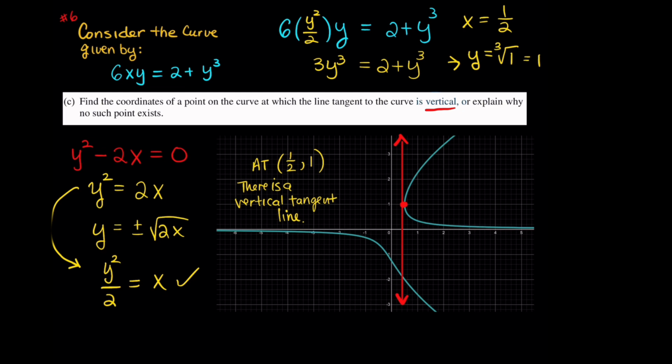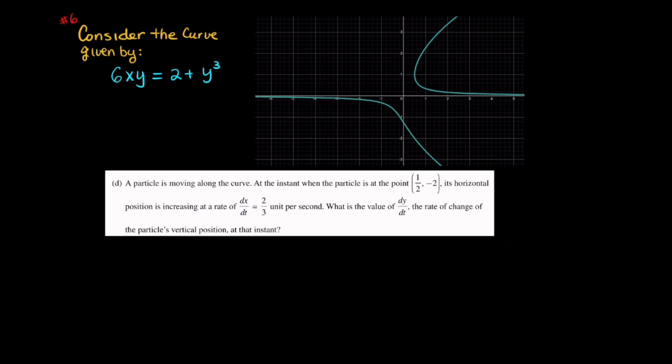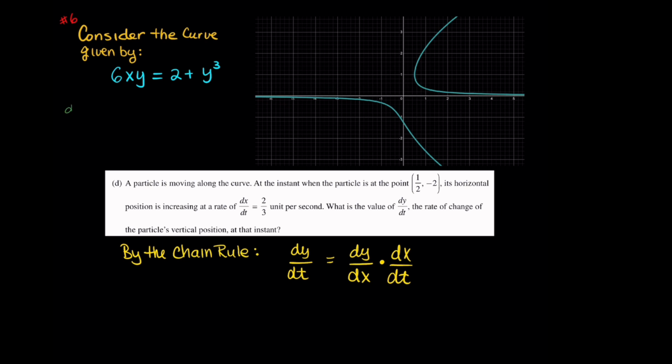Alright, so now we're going to imagine a particle on the trajectory of this curve. A particle is moving along the curve. At the instant when the particle is at the point (1/2, -2), its horizontal position is increasing at a rate of dx/dt equal to 2/3 unit per second. Now, finding the value of dy/dt means that we need to use the chain rule to find this out.